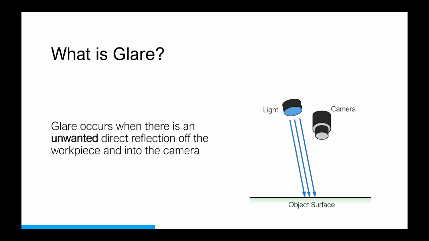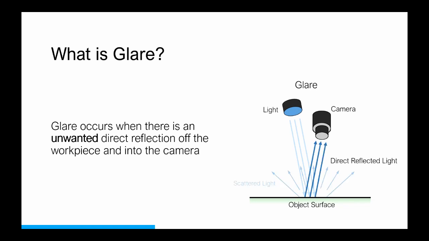Glare occurs when there is an unwanted direct reflection off the workpiece to the camera. So light shines down, hits our object surface, and reflects. Oftentimes it scatters in every direction, so we get a very uniform illumination. But sometimes it also has a direct reflection, which means it hits our surface and reflects at the exact same angle that it shines down, and oftentimes reflects into the camera. That unwanted reflection is our glare and is what causes the problems.